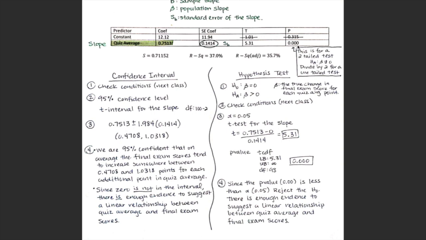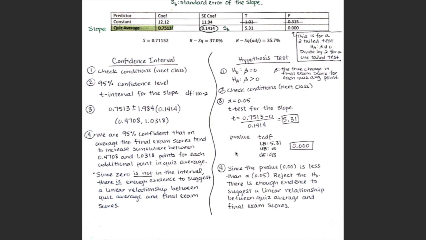But if it was a different number and you had an alternative hypothesis like this, you would need to divide this by 2, okay? So for the one-tailed test, they're always giving you a two-tailed test p-value here on the computer output. All right, and then your conclusion, since your p-value is less than your significance level, you're going to reject the null hypothesis. There is enough evidence to suggest a linear relationship between X and Y, right? Between the quiz average and the final exam scores. Make sure you give context. Awesome.